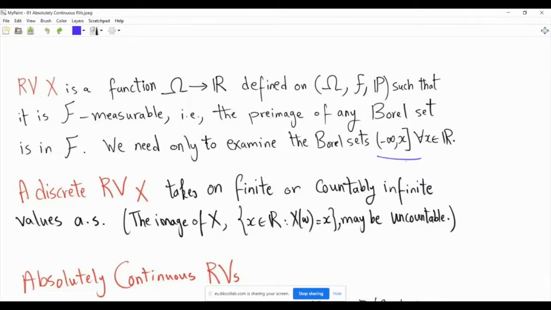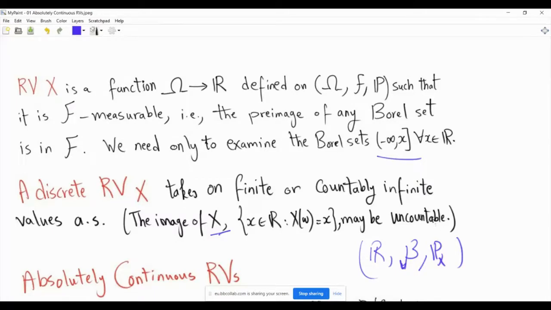Random variables come in a number of types, and the first type is the discrete random variable, which takes finite or countably infinite values with probability 1, almost surely. The image of x itself may actually be uncountable, and we have seen an example in the previous lecture. But at the end of the day, when you transfer the probability measure from the sample space to the random variable, to the set R and the Borel sigma algebra and P_X, then the probability that x is in a finite or countably infinite set is equal to 1. In that case, we say that our random variable x is a discrete random variable.